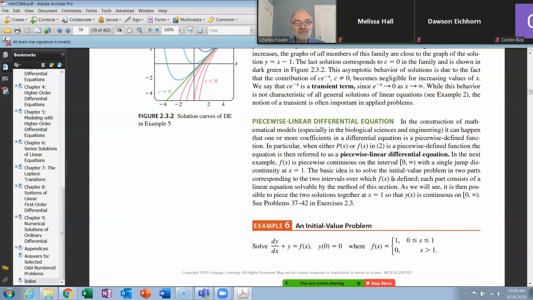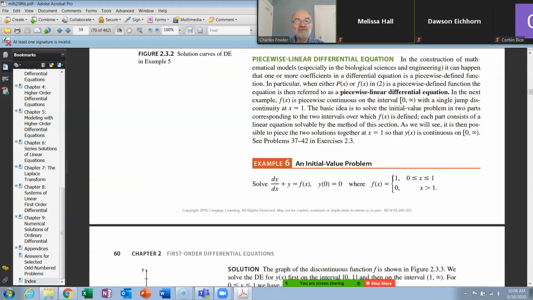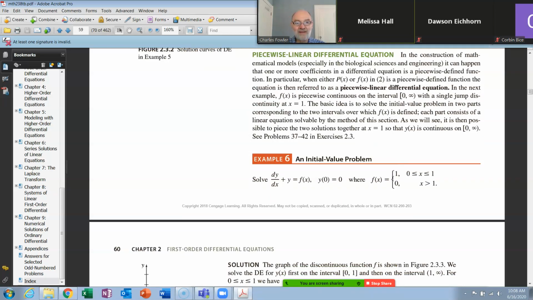Next thing we're going to deal with is piecewise linear differential equations, which sounds like a real bear. In constructing mathematical models, especially in the biological sciences and engineering, it can happen that one or more coefficients of a differential equation turn out to be a piecewise defined function. So let's say that p of x or f of x, either one, becomes piecewise defined. Then you have what we call a piecewise linear differential equation, which is a mouthful.